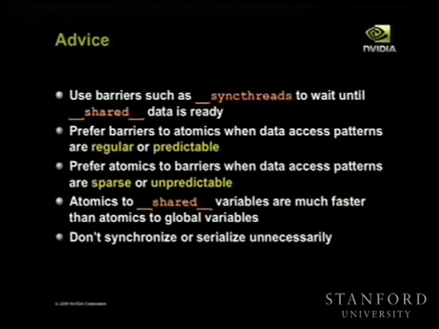Basically, use barriers like sync threads to wait until data in shared arrays are ready. And what you should do is prefer to use sync threads and barriers to atomic operations if you can predict beforehand your data access patterns, if they're going to be regular. That implies that you need to use a barrier instead of atomics. And when your data access patterns are sparse or unpredictable, that implies that you want to use atomic operations. And then finally, atomic operations to shared variables are going to be much faster than those to global variables, just because the latency, the time, is much lower.